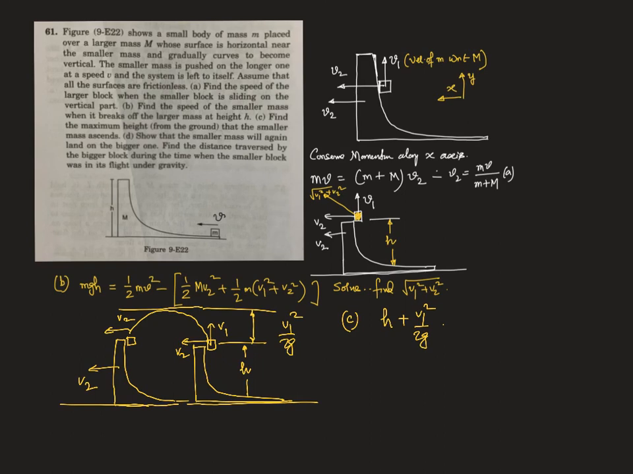Find the distance traveled by the big block during the time when the smaller block was in flight. So that is the range actually. Distance traveled by the big block is the range of this projectile. So range is v2 multiplied by 2v1 by g. Time of flight, 2v1 by g, multiplied by the x velocity.